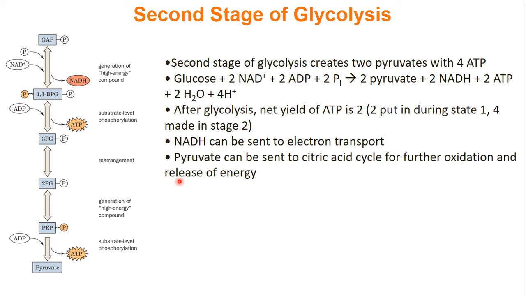Pyruvate still has a lot of energy in it. It can be further oxidized into carbon dioxide. So if you breathe oxygen, you're going to send that pyruvate to the citric acid cycle to further oxidize it and release energy. That's it for the steps of glycolysis.